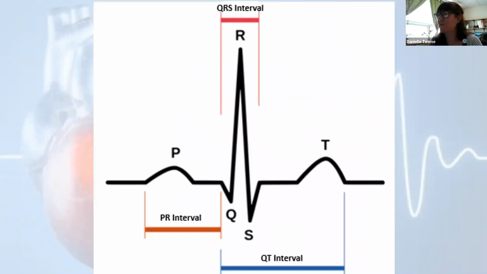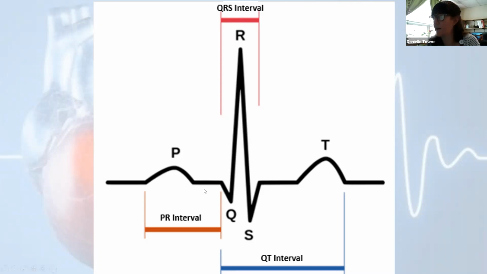Okay, so if we talked about waveforms, then we want to talk about intervals. So intervals are the distance measured in time between two cardiac waves. So the PR interval is the time that it takes for the electrical impulse to travel from the SA node to the AV node. The AV node is the gatekeeper for all impulses traveling from the atria to the ventricles. The electrical impulses are delayed at the AV node before they're allowed to travel to the ventricles. And that's measured from the beginning of the P wave to the beginning of the R wave.